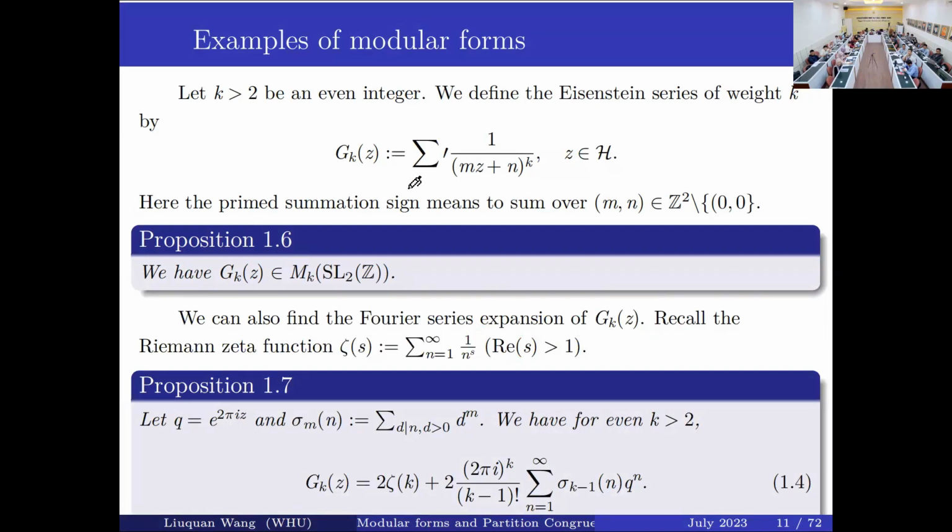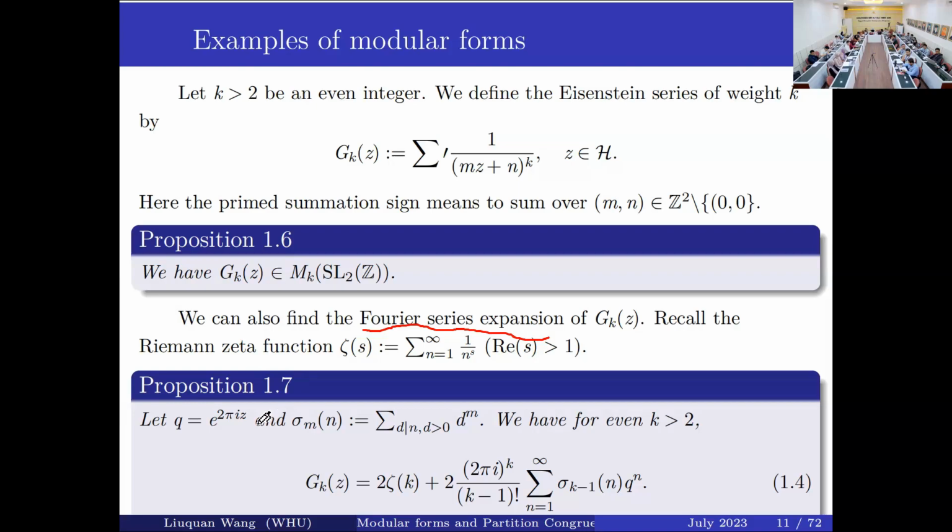But sometimes this version is not convenient for our use. So we can also find the Fourier series expansion for G_k(z). We recall the famous Riemann zeta function. The zeta function zeta(s) is defined by the summation of 1 over n to the s power. Here for convergence, we need the real part of s to be greater than 1.